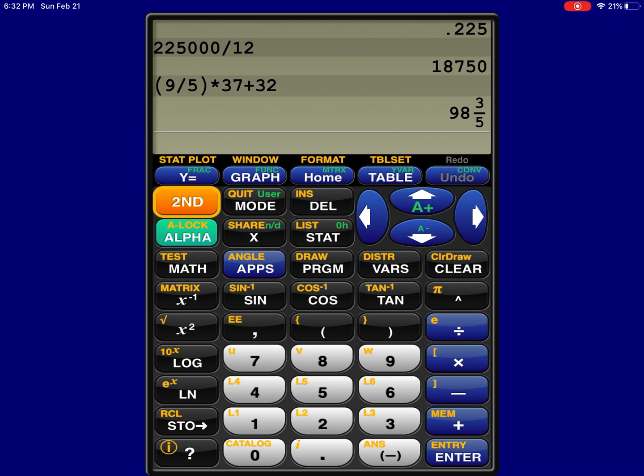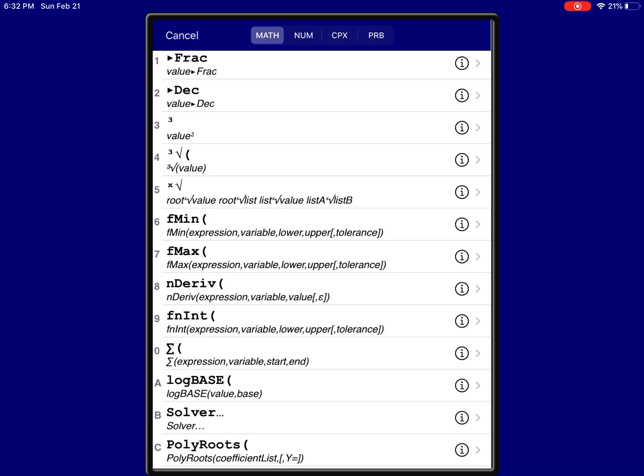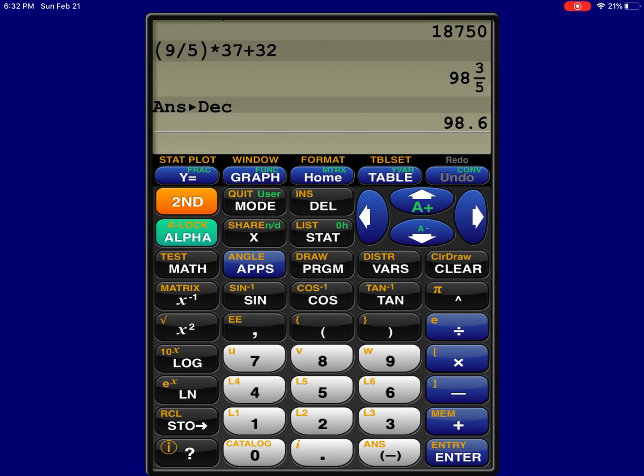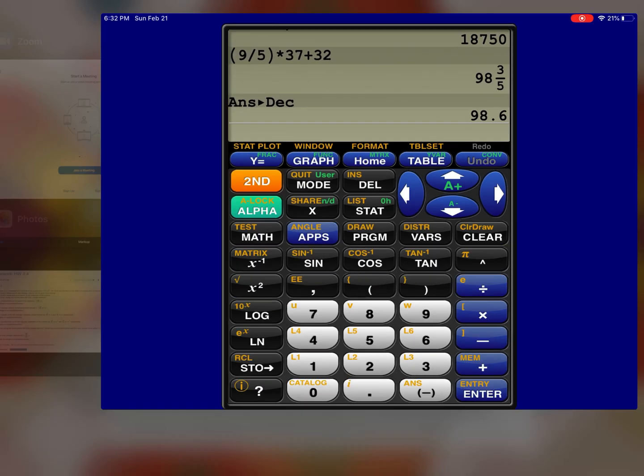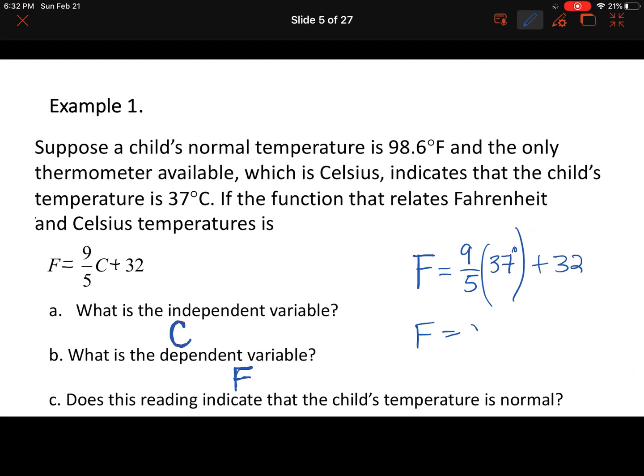Go ahead, change that guy over to a quick little decimal. Give me that in decimal form. 98.6. Right on the money. 98.6. So that tells us that 37 degrees Celsius is equivalent to 98.6 degrees Fahrenheit. So the temperature is normal. Good stuff. Let's keep rolling.